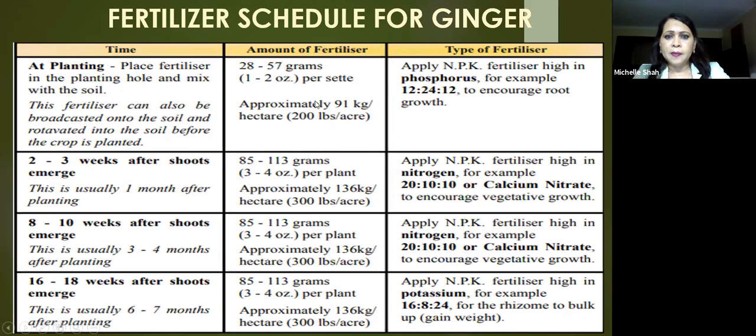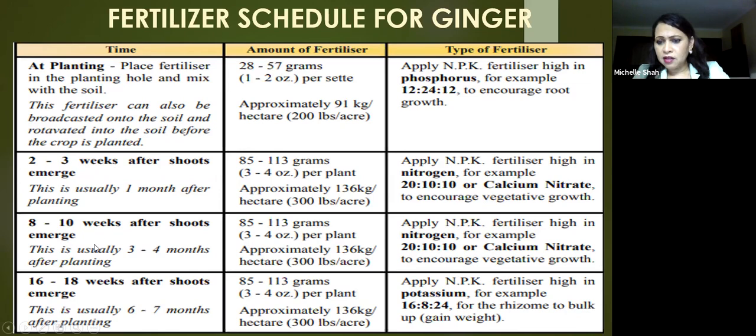So at the planting stage, we mix the fertilizer in the planting hole in the soil. So we use it in these proportions with the NPK ratio, different rates of NPK. And the fertilizer high in nitrogen, where N is 20, in this 2 to 3 weeks after shoots emerge, we use high nitrogen amounts or calcium nitrate to encourage vegetative growth. So we try to encourage the vegetative growth in the second and third stages of application.